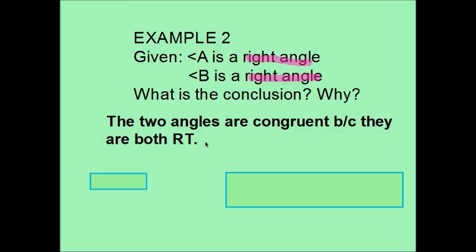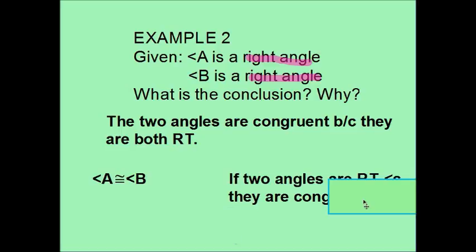I got two congruent angles. Why? Because they're both right. So let's name what they are. Angle A would be congruent to angle B. And this is actually one of the theorems that we had to memorize. Our theorem stated that if two angles are right angles, then they are congruent.